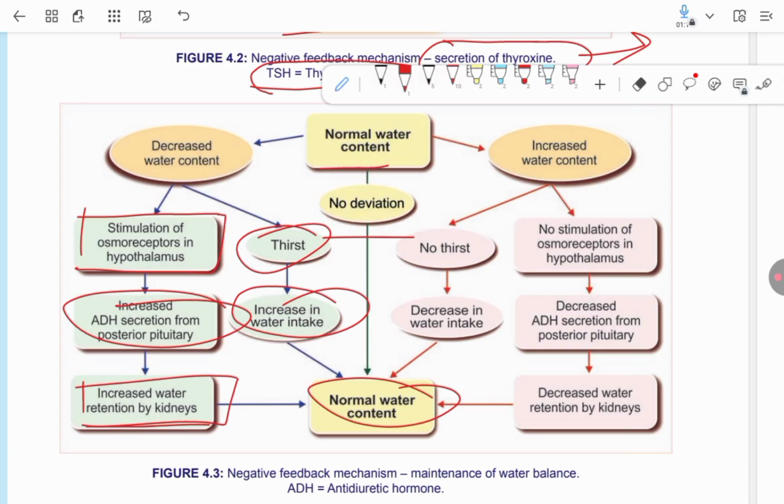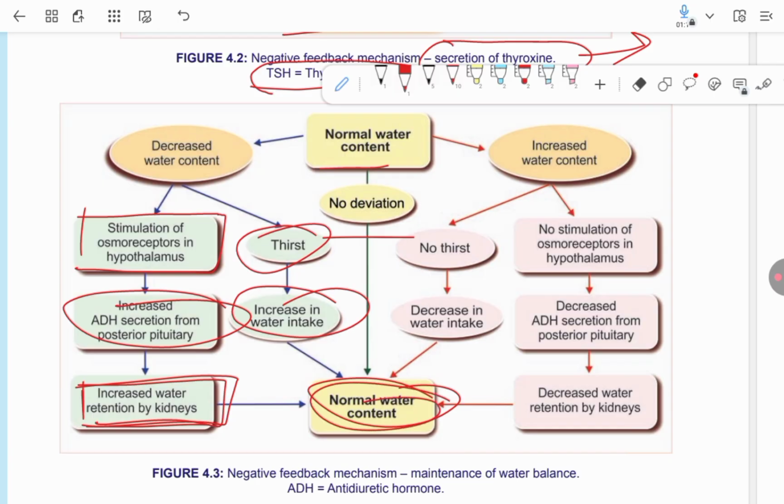This ADH hormone is called antidiuretic hormone. The function of ADH is to inhibit the water loss through excretion. So there is increased water retention by the kidney, less urine formation, and less water loss through the kidney. So the normal water content in the body is restored.